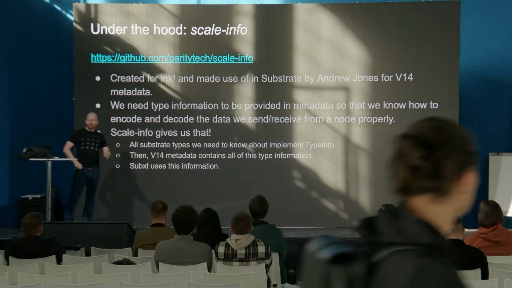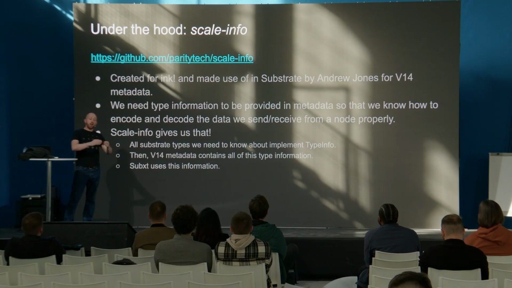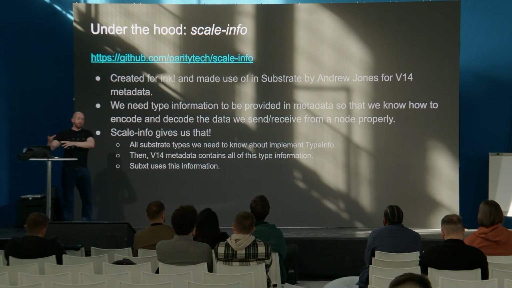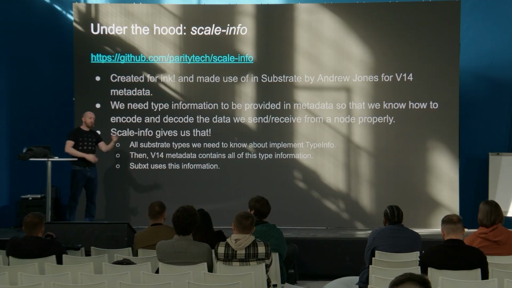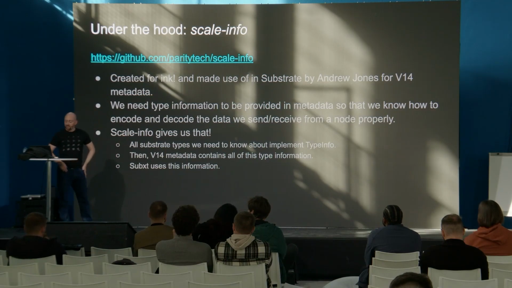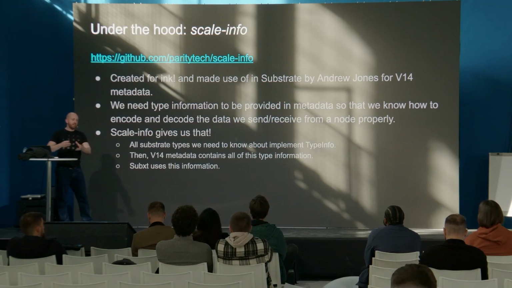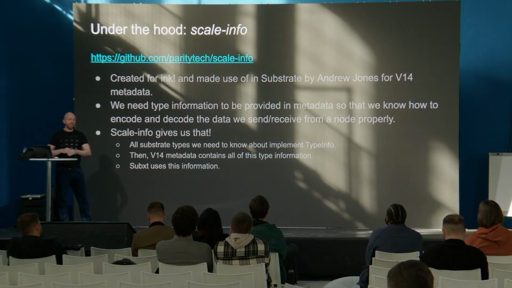So I mentioned this earlier. Scale-info is basically the library that generates type information for all of the types that are exported, essentially, through Substrate. So any types that are used in the transaction interfaces have this type info implemented on them. And what that means is we get all of the types we need in the metadata, and we can generate all of the core interfaces that we need to generate in Subxt. So scale-info is really awesome. If you need to do stuff to do with describing types and the shapes of them, and understanding then how to encode and decode, start looking at scale-info.